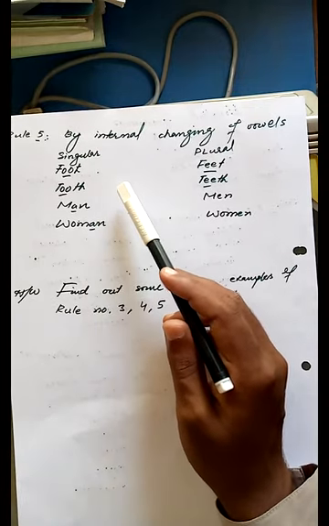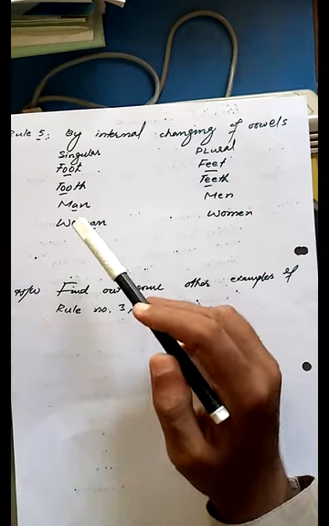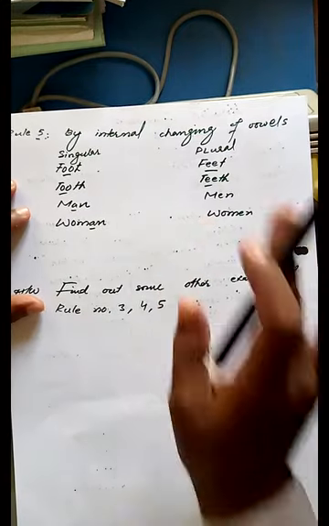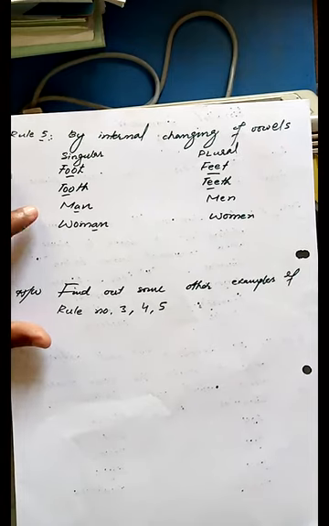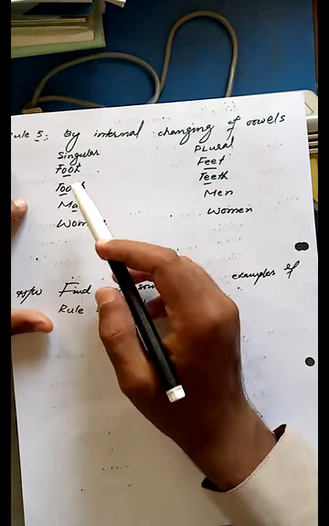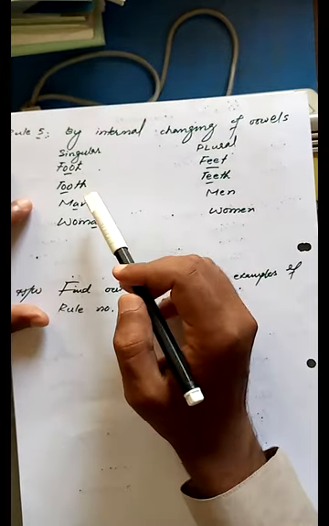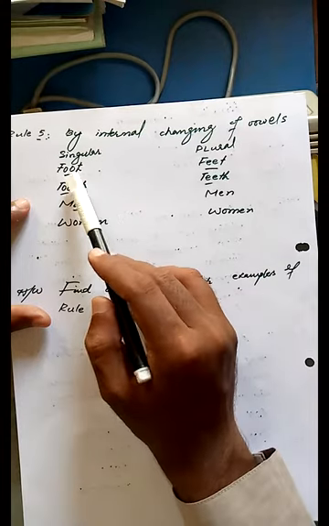As you are watching on your screen, there are such words that make their plural form by the changing of vowels. These words do not need to convert y into i, or fe or f into v, or the addition of s. No, these words generally make their plural form by the changing of vowels.